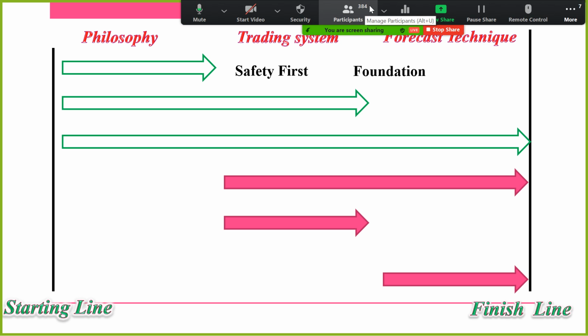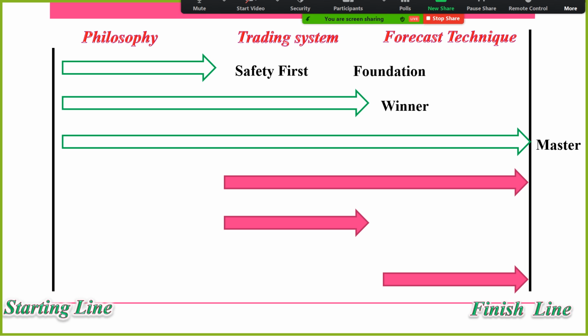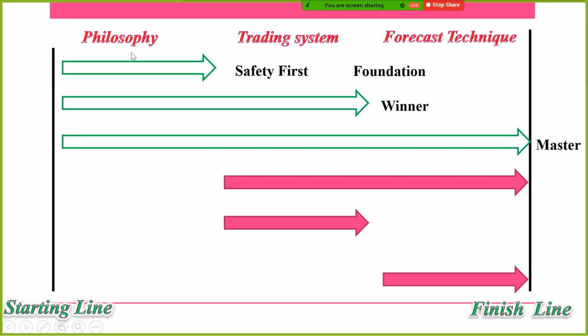And number 3, sometimes we can do some forecasting. If you have a very good philosophy, you have a familiar trading system and it's very effective, sometimes you can forecast the important turning point before the market drops suddenly, and you become the master. If you don't know how to forecast, never mind, no need. Just have the foundation and the trading system. You will be a winner.